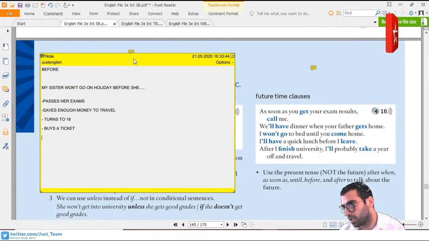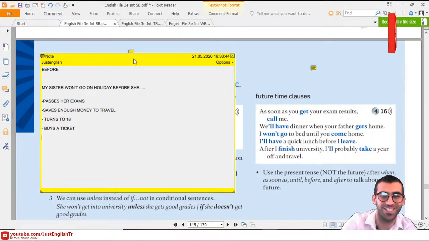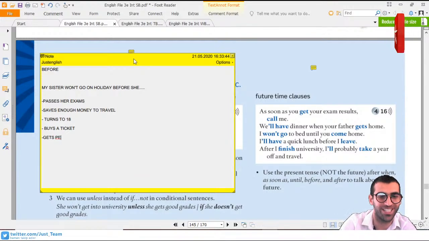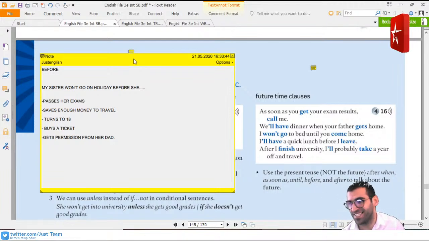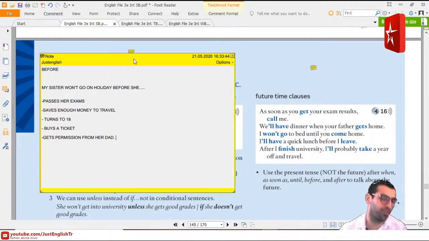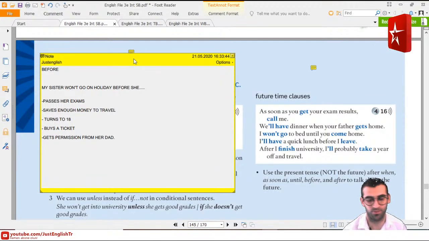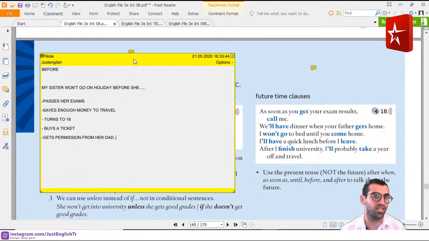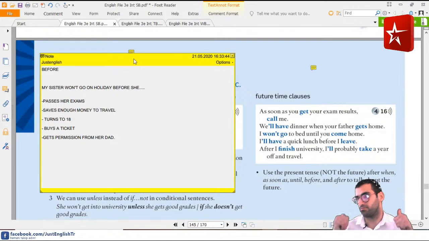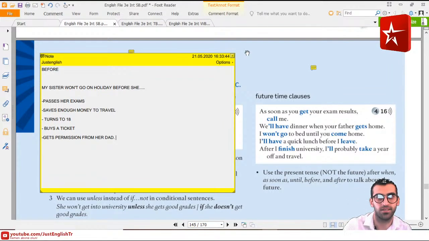and yet before she gets permission from her dad. Yeah, because we are in Turkey, and everybody, not everybody, normally the girls should get the permission of their fathers. Okay, gets permission, buys a ticket, turns 18, saves enough money to travel, and passes her exams. That is great.